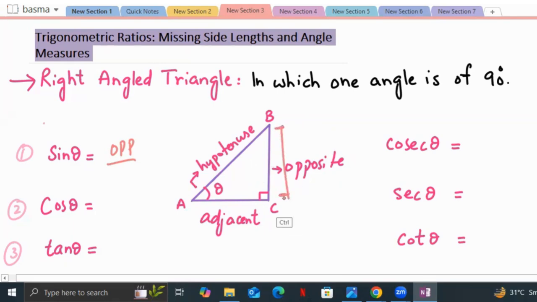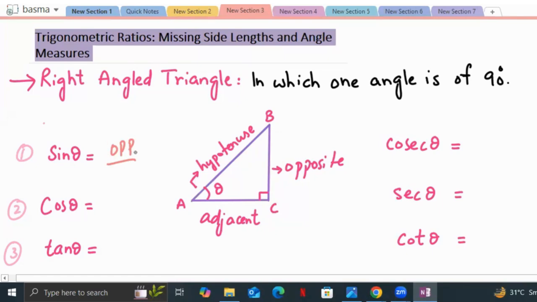BC is the opposite side, and the side between theta and the 90-degree angle, you call that the adjacent side. That is adjacent or base. Mostly you name it as adjacent. And the longest side in a triangle, which is opposite to the 90-degree angle, is called the hypotenuse. So these are the three sides which we name in a right angle triangle.